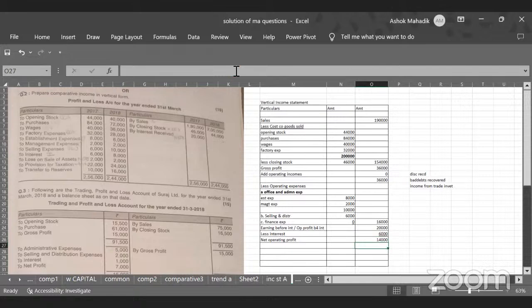Then comes the non-operating part. Non-operating means which does not relate to our regular business transactions or business operation. So we may have some non-operating incomes and some non-operating expenses. So look at the credit side of your P&L. You can see interest received. The bank must have paid interest. So it is earned by the bank, not by you. But you're getting it because you must have invested money. So it's a non-operating income. So we'll write, add non-operating income. In that, the first item we have is interest received.